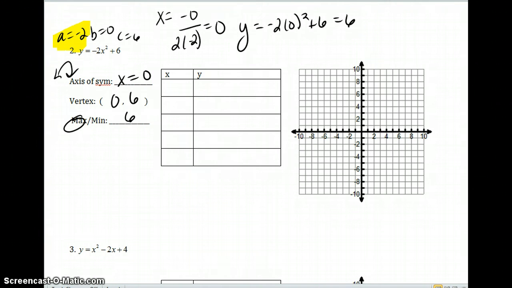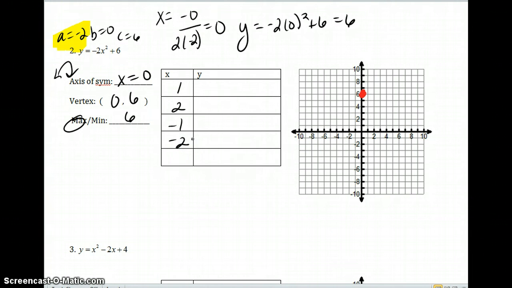Okay, let's go ahead and plot that. So we have a point at 0, 6, that's our vertex. And once again, since the x value is at 0, we're going to choose two values to the right and two values to the left. Well, 2 to the right would be 1 and 2. 2 to the left would be negative 1 and negative 2.